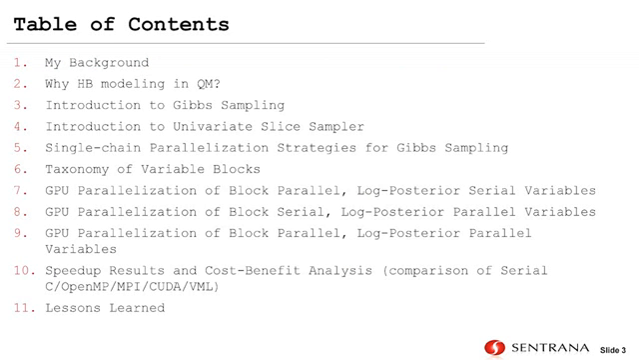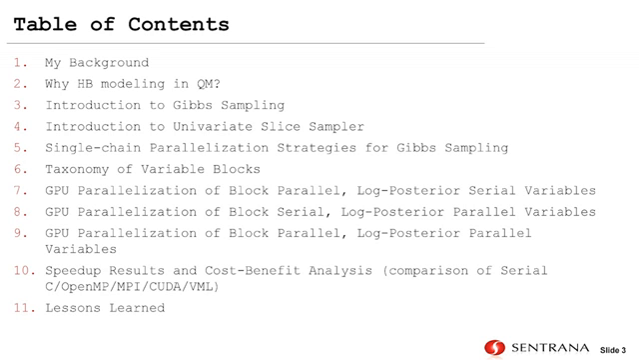Why do we use hierarchical Bayesian models in quantitative marketing, which is what we do at our company? Gibbs sampling and the univariate slice sampler are a little bit of an introduction. Then the meat of the discussion is single-chain parallelization strategies for Gibbs sampling. Off of that, we will define a taxonomy for different variable blocks during Gibbs sampling. And then we go through the three types of variables, and we talk about the parallelization strategy on the GPU for them.